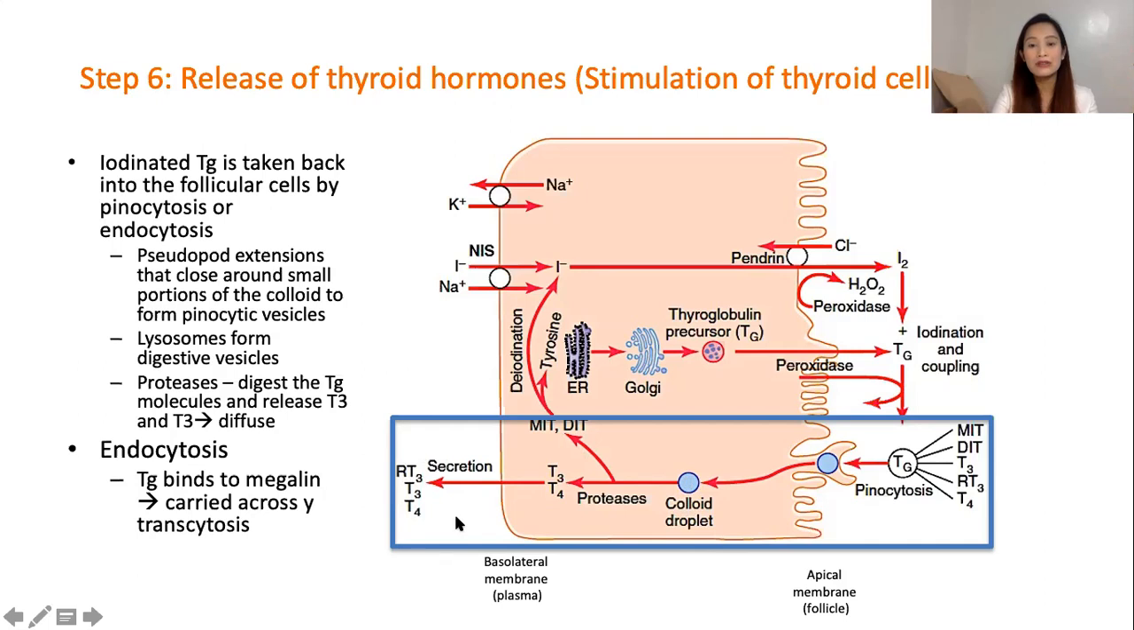There's another alternative way, aside from pinocytosis: your thyroglobulin can also bind to megalin and be endocytosed into the cell as an alternative form of entry of your thyroglobulin into your thyroid follicular cells. So again, once your thyroglobulin re-enters, your proteases cleave the thyroglobulin and release the T3 and T4 into the plasma.